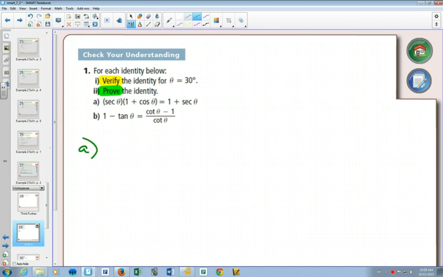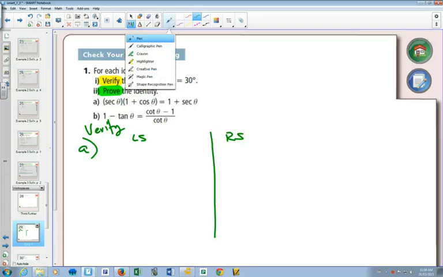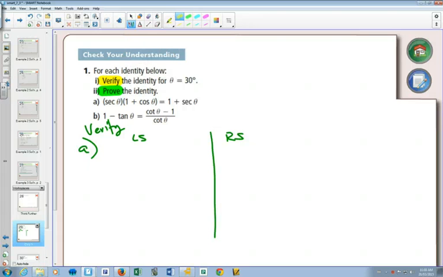So here I've got A, and I'm going to have my left side, and I'm going to split it up on my right side, draw that line down the middle, so that I have my left side and right side. This is for verify. We'll do verify first. So whether you're verifying or proving, you're going to set up a left side and a right side. The difference with a verify one is they give you a specific angle, 30 degrees. So you plug that in.